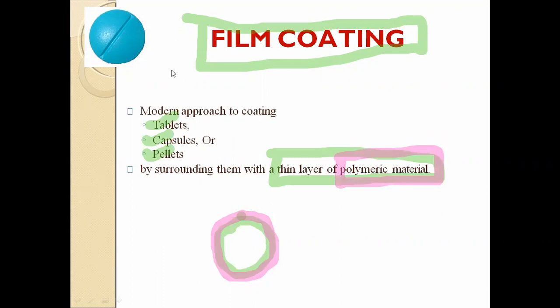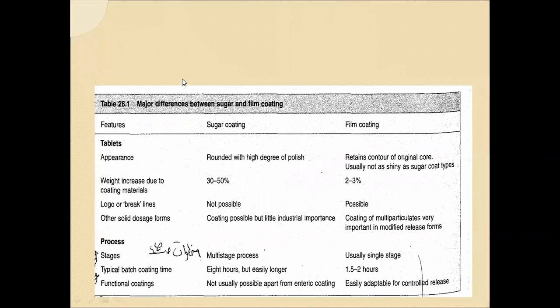Now, before going on to discuss the various raw materials used for film coating, first try to understand the major difference between the sugar coating process and the film coating process. This differentiation is a very important point which everyone should understand. I have taken this picture from a textbook of pharmaceutics, where they have given in a very nice way the major difference between sugar coating and film coating. In the first column, we have the features. In the second column, we are talking about the sugar coating process, and in the third column, the film coating process.